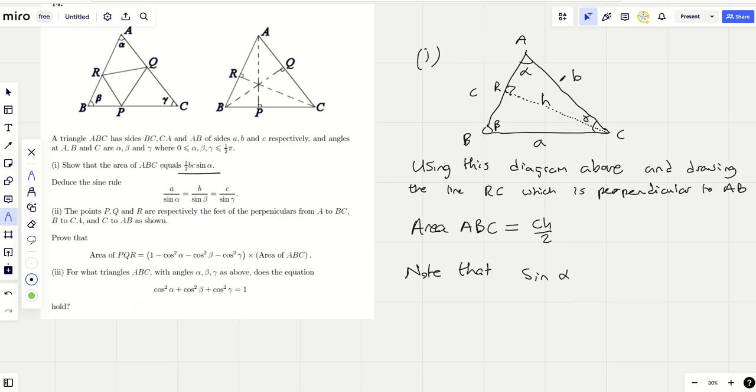But anyway, that's gamma. Now we can see that sine alpha is going to be opposite divided by hypotenuse, so it's going to be H over B. And I doubt you were stuck on this part of the question actually. And so we can see H is B sine alpha, and so we can pop that in there. And so hence, area of ABC is C times B sine alpha.